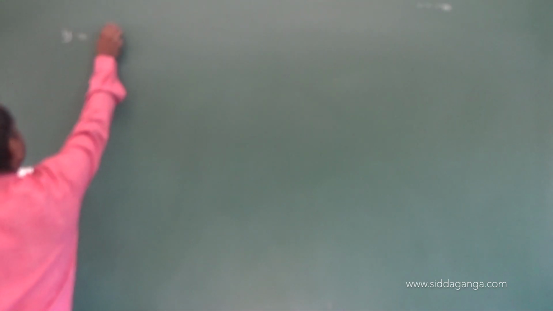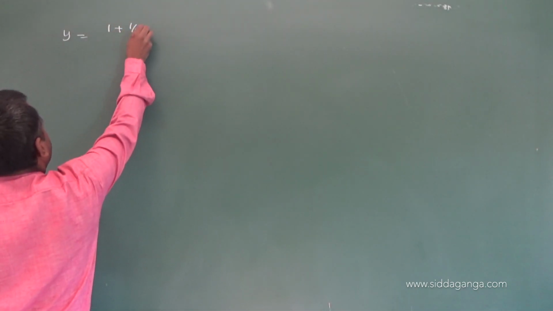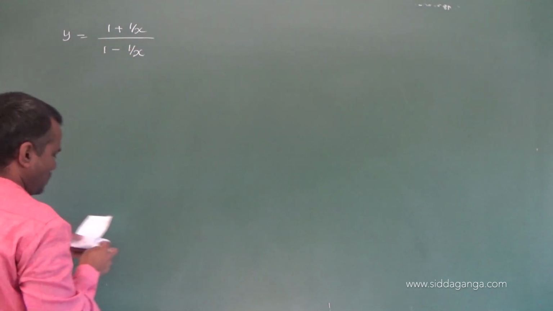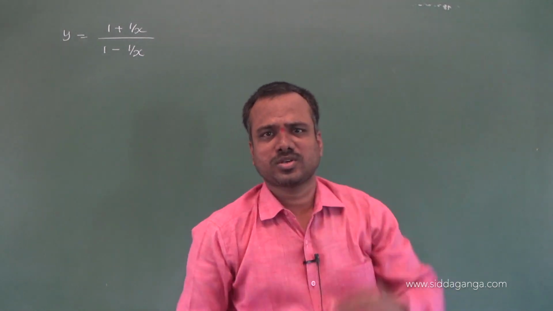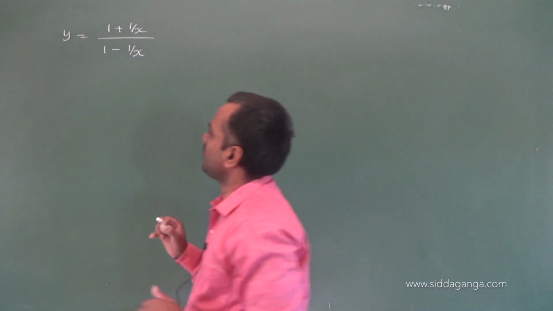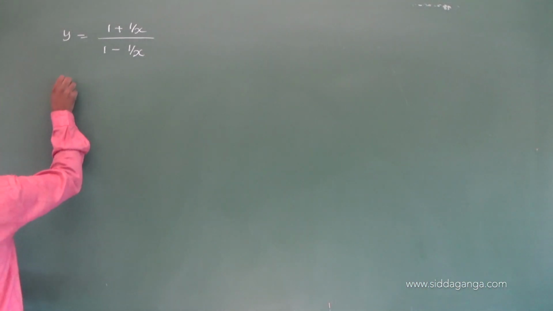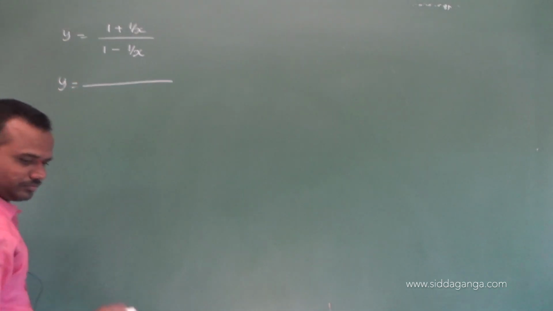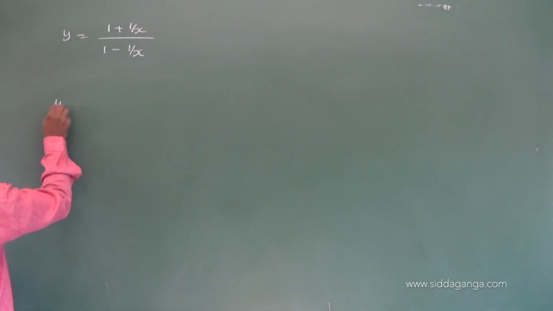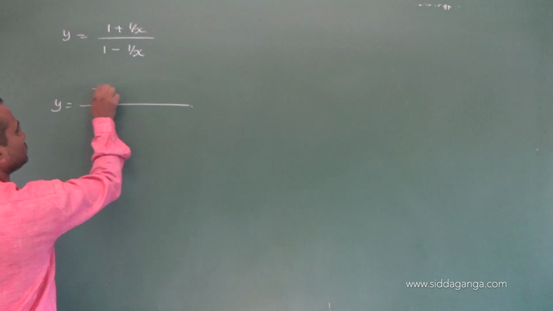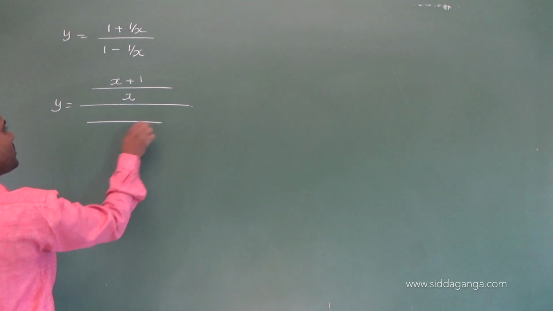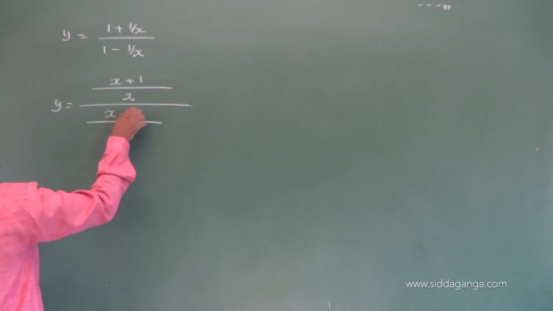Y is equal to 1 plus 1 divided by x, whole divided by 1 minus 1 divided by x. Very simple problem. See, observe it. First, before doing to differentiate, take LCM. Y is equal to x in the numerator, x plus 1. In the denominator also, x is the LCM, x minus 1.